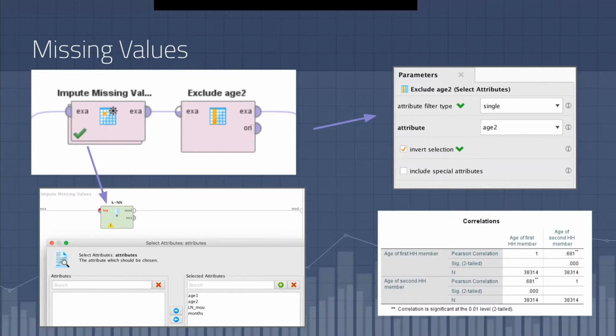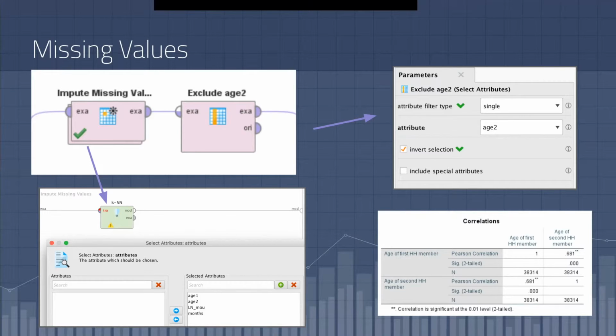We initially planned to exclude the age 2 variable from our model because it didn't have a statistical significance with the outcome of DV churn depth. However, we ended up using it because age 2 correlated strongly with age 1, as you can see in the chart.